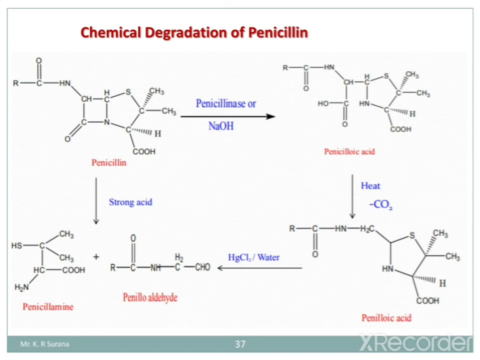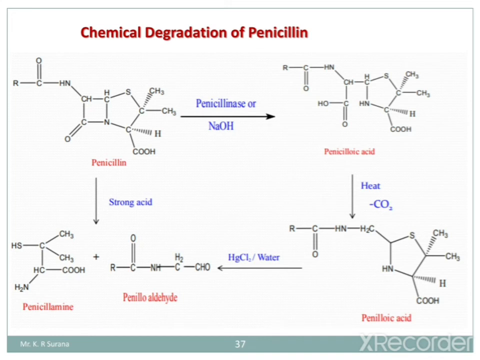Chemical degradation of penicillin is again important for your exam. Here you can see the penicillin structure. In the presence of the penicillinase enzyme or NaOH, it will convert into penicilloic acid. Then, in the presence of strong acid, it leads to penicillamine and penilaldehyde.